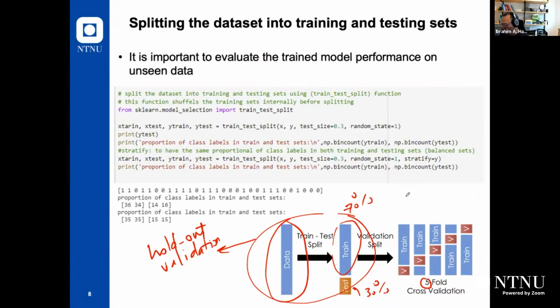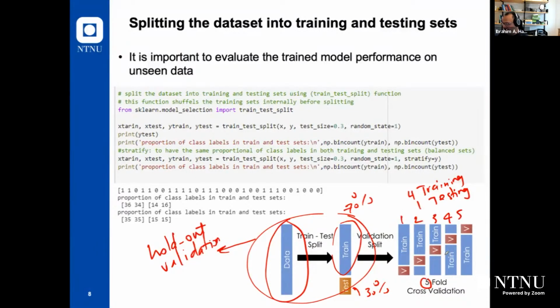Each time I will use 4 folds for training and 1 fold for testing. Correct? And the k is a hyperparameter. You can select k as much as you want. You can select k equal 10, no problem. If you select k equal 10, it will take 10 iterations. You need to repeat this 10 times. If k equal 5, I need to repeat this 5 times.